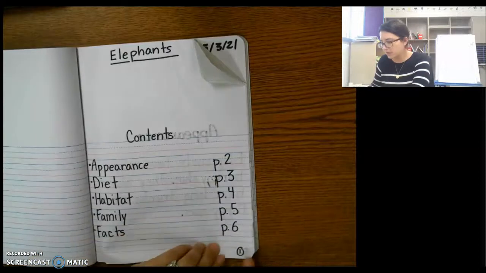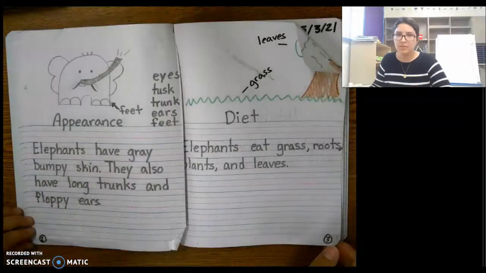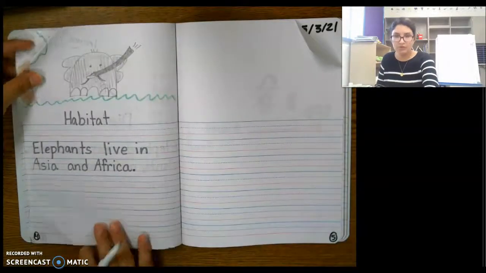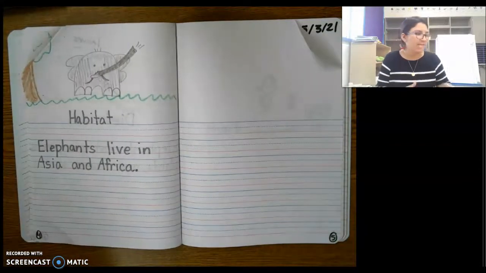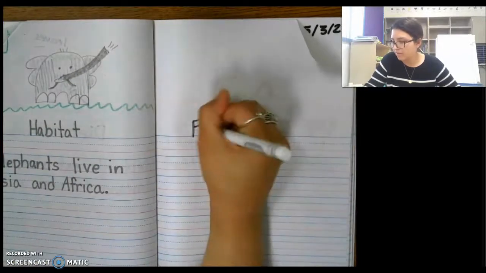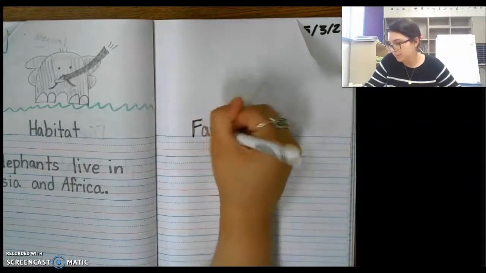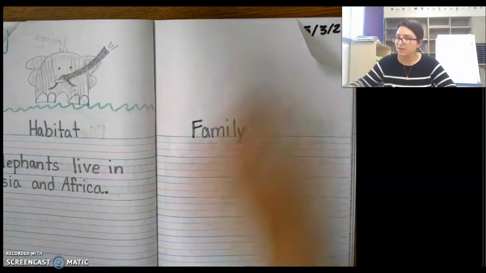Page 5. So page 1, page 2 is appearance. Page 3 is diet. And then page 4 is habitat. Now page 5 is going to be family. Go ahead and write along with me, all right, family. Give you a moment to write that.